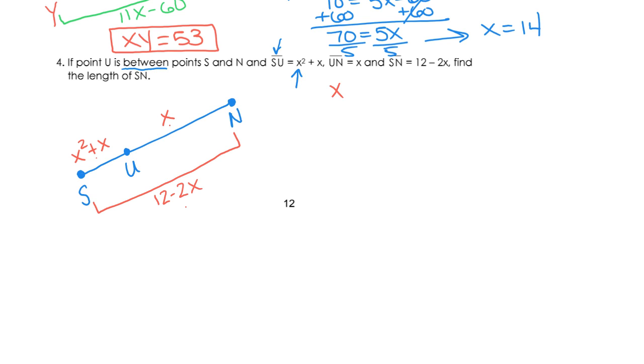And so we'll set it up as x squared plus x, which is one part, plus x, which is the second part, equals the whole, which is 12 minus 2x. And that squared term, remember, you always want to keep it positive, and it is positive right there where it is. And so we're going to leave those 3 terms there.